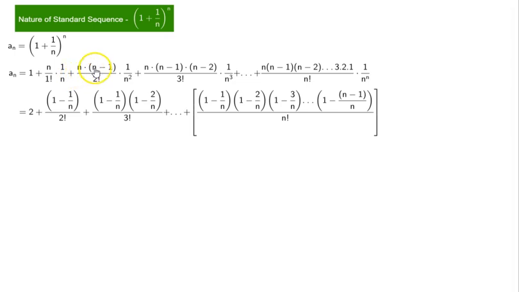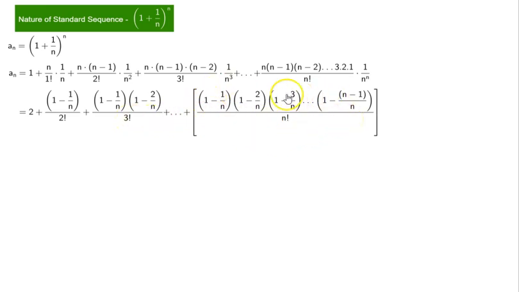Now here, let's take n out. So what do we have? We have n^2 times (1 - 1/n). n^2 cancels out. So we are left with (1 - 1/n)/2!. Plus, similarly, we keep simplifying this to arrive at (1 - 1/n)(1 - 2/n) divided by 3!. And so on.